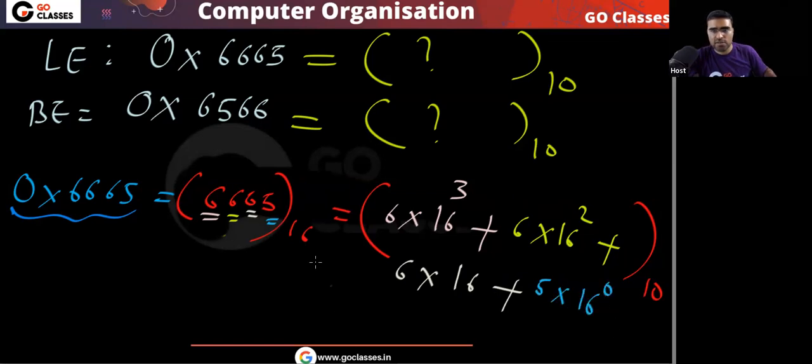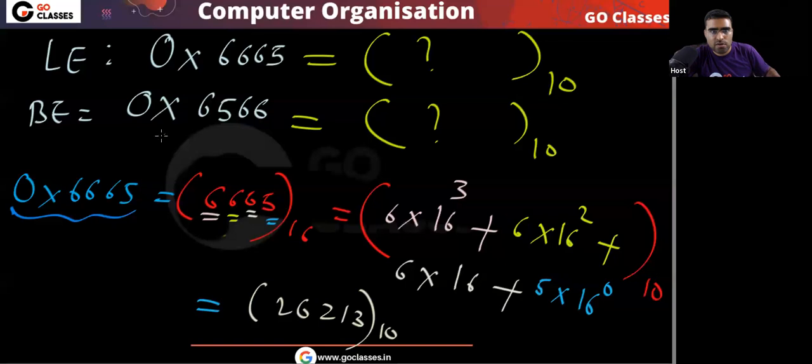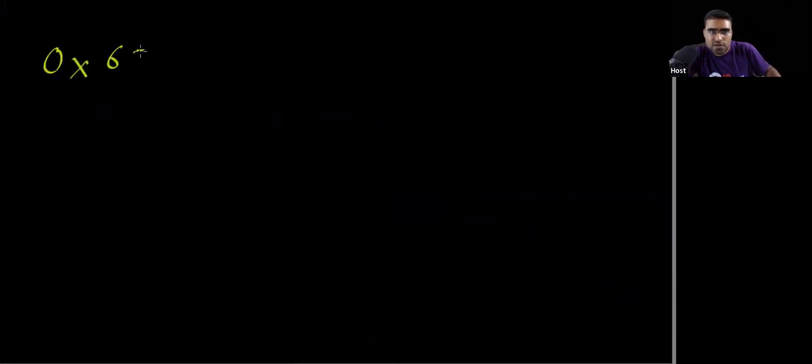So tell me, if you solve it, what will you get? 6 multiplied by 16 power 3 plus 6 multiplied by 16 power 2 plus 6 multiplied by 16 power 1 plus 5 multiplied by 16 power 0. That will be 26213. Very good. Okay, what about the next one? 6566, in base 16.